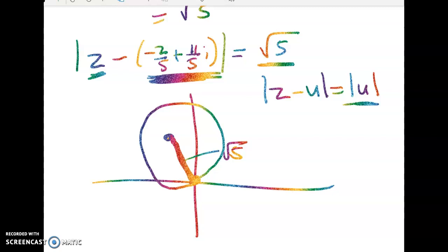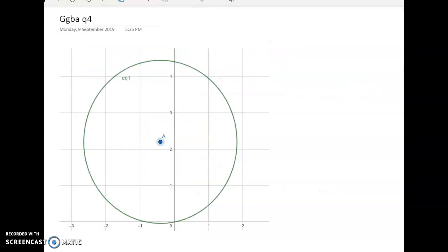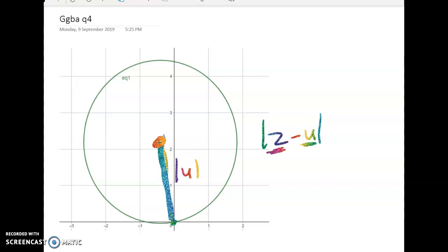So here's the nice version of that. It looks like this. And you can see here that point marked A, that's a straight line. This is mod u. So we're saying the distance from this point here, u, to the points on the locus is equal to that. Right, so that's about all there is to that question.